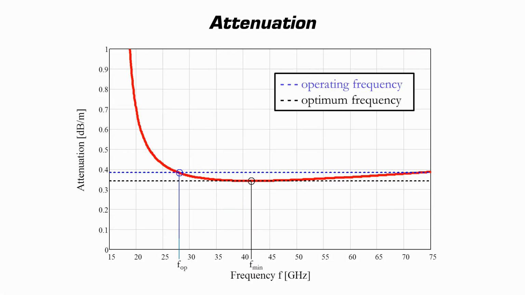Let's have a look at the attenuation of the elliptical waveguide. At 28 GHz, the attenuation of the 1 meter waveguide is barely 0.4 dB. The attenuation minimum occurs close to 42 GHz, which is, however, not a good operating point.